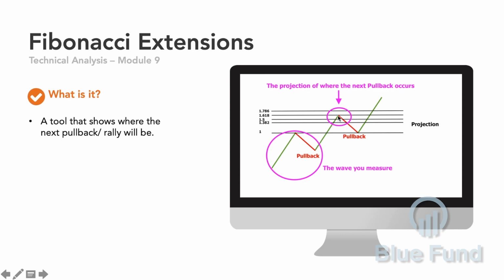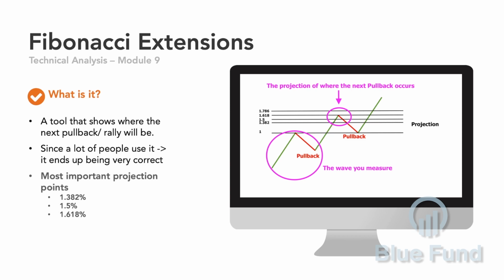Again, since a lot of people are using these projections, they actually end up being very correct. A lot of people do indeed set up their profit targets at the Fibonacci projection levels, because they are afraid that that's where the pullback will be, which in conclusion is exactly where the pullback will be. Let's look together now at how to use the Fibonacci projection or extension tool on a chart.